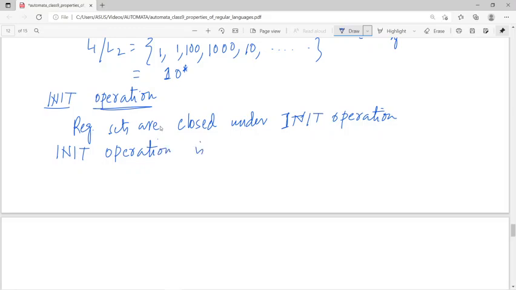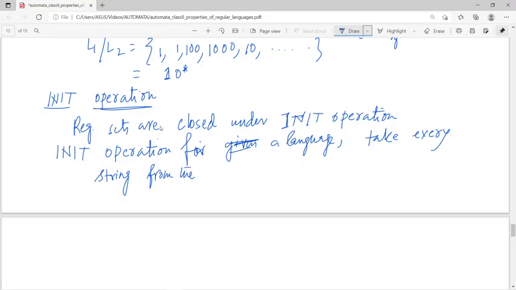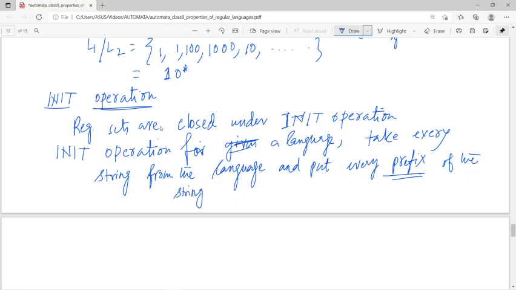Init operation is, given a language, for a language we have to take every string from the language, and put every prefix of the string. That is init. What does it mean?